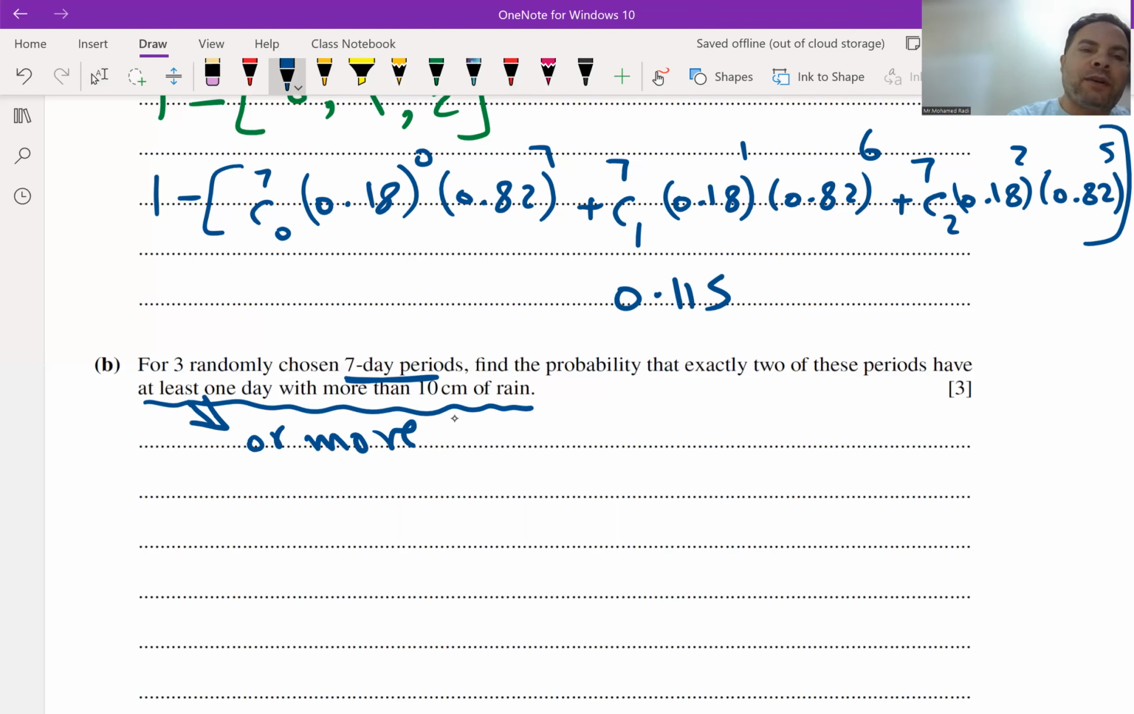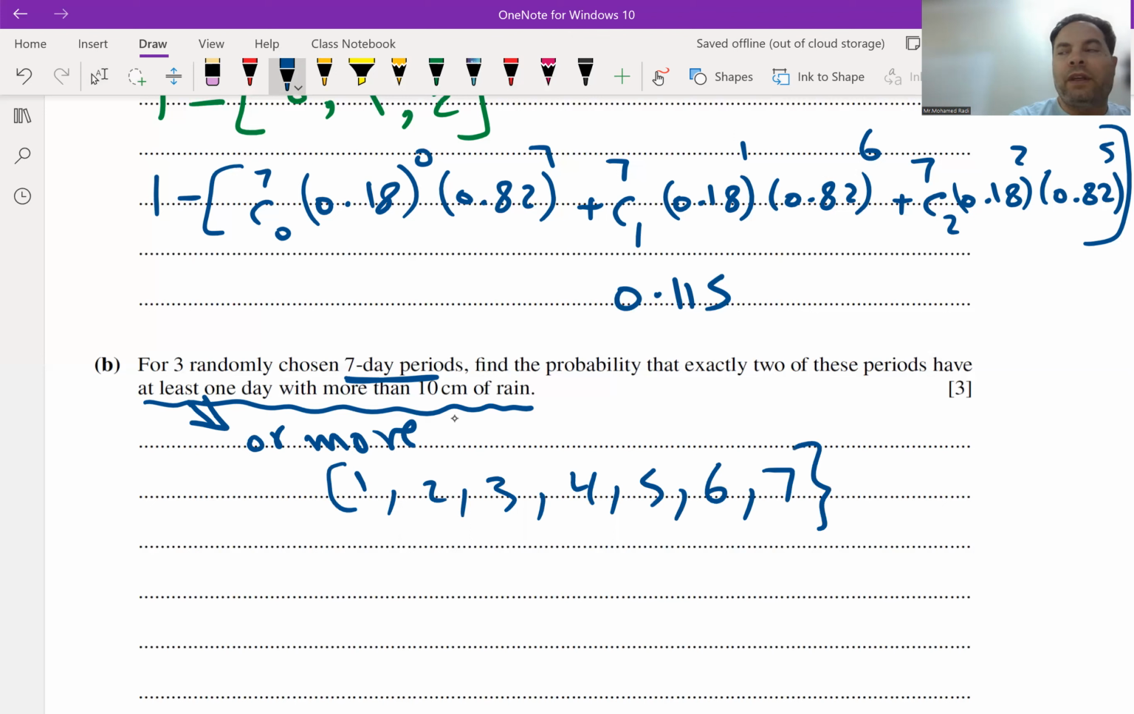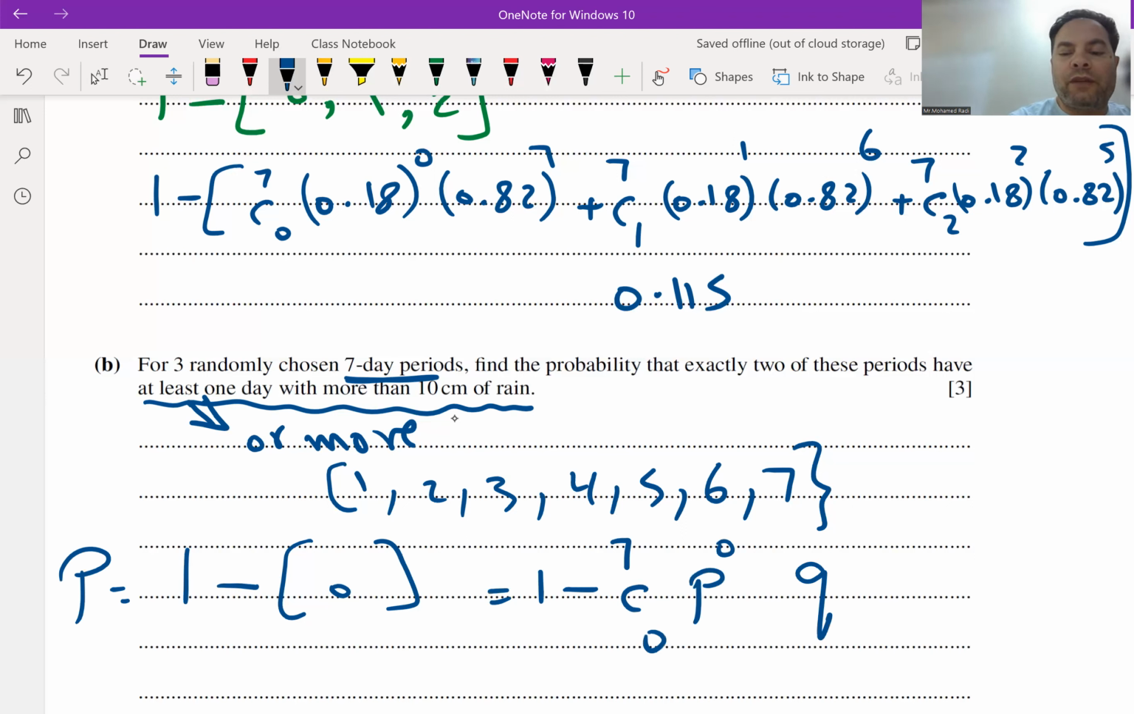So the question now is, what is the probability of 1 or more than 1? I could find the cases 1, 2, 3, 4, 5, 6, 7, but it takes a longer time. You can write it as 1 minus the case which is 0. So 1 minus 7C0, P to the power of 0, Q to the power of 7. P is 0.18, Q is 0.82.